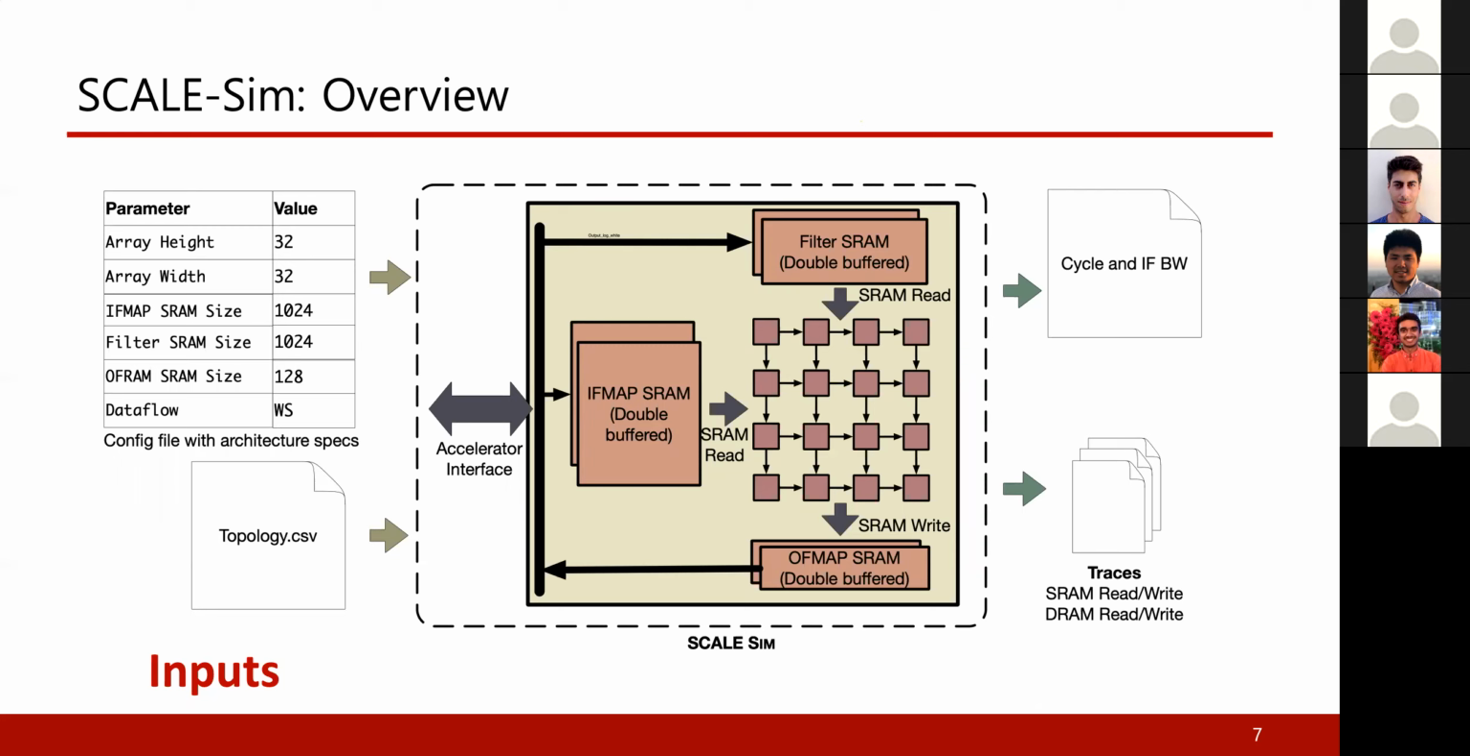And then we have a topology CSV file, which describes the workload which is going to run on this particular hardware. And for each layer of the workload, because we are simulating a neural network, we get a cycle count, interface bandwidth, and ScaleSim also generates cycle accurate read-write traces from both SRAM and DRAM transactions.